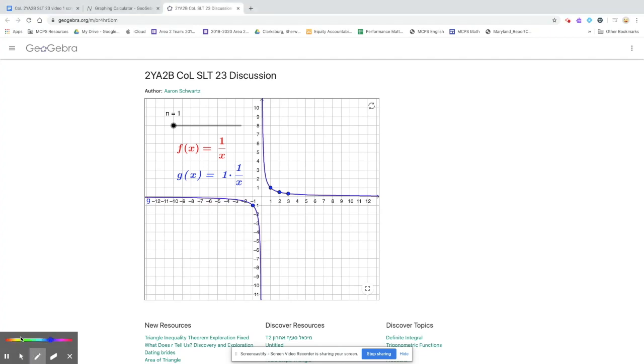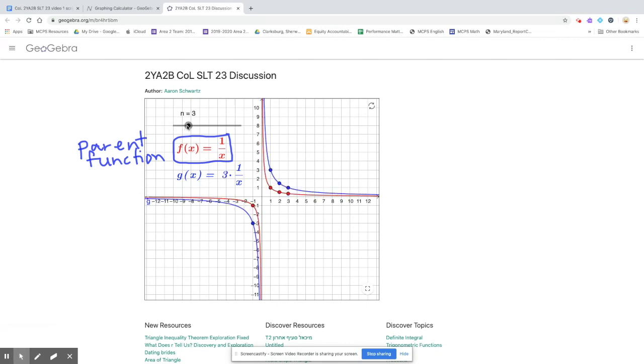Let's take a closer look at the warm-up from today. I'm going to call this function out here, f of x equals 1 over x. This is what we call a parent function. The purpose of the warm-up was to move along this slider and watch how the n value changes.